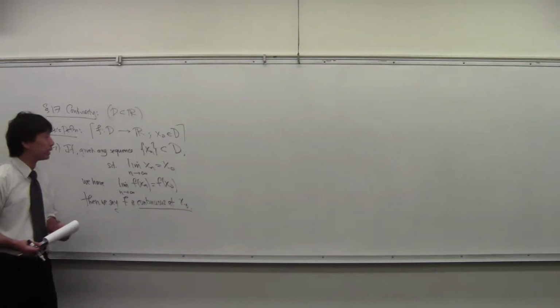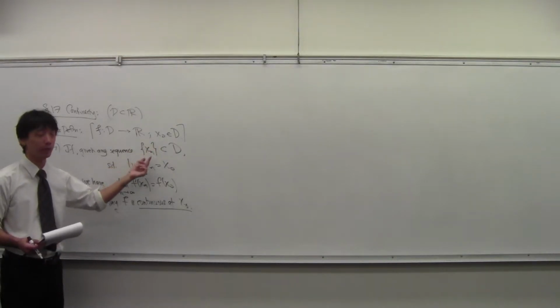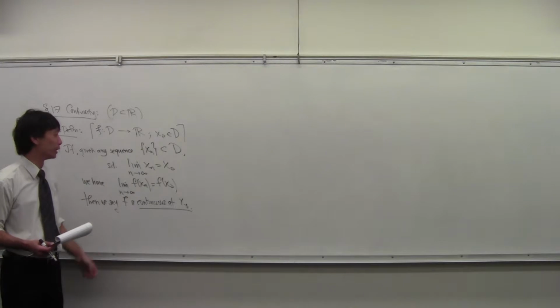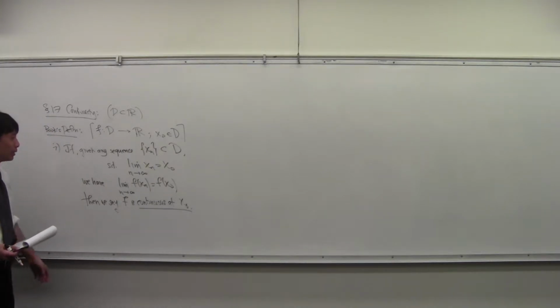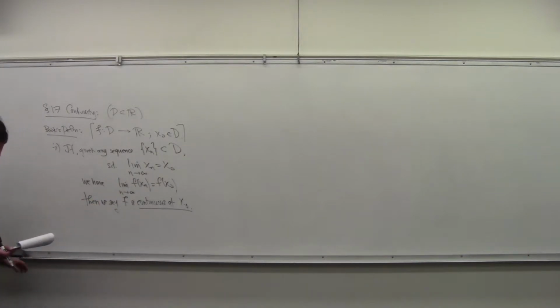It would probably make more sense to call this x naught x infinity, right? Because the xn's are going to it. As n goes to infinity, you go to x infinity. But I think people generally use x naught for a fixed point. So that's why we're using that.